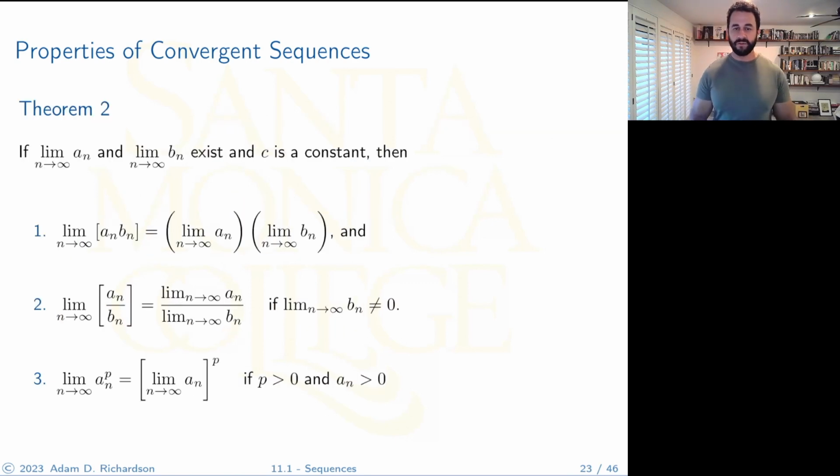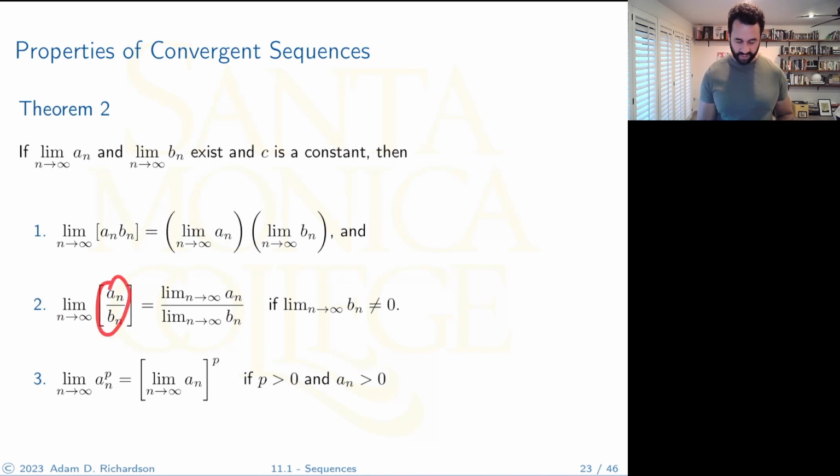All right, some other helpful ones. Again, the same requirement as before. The limits have to actually exist. If the limits don't exist, you can't use any of this, right? Cannot use this. So, limit of a product is the product of the limits. That's amazing. That's always amazing, as long as the limits exist.